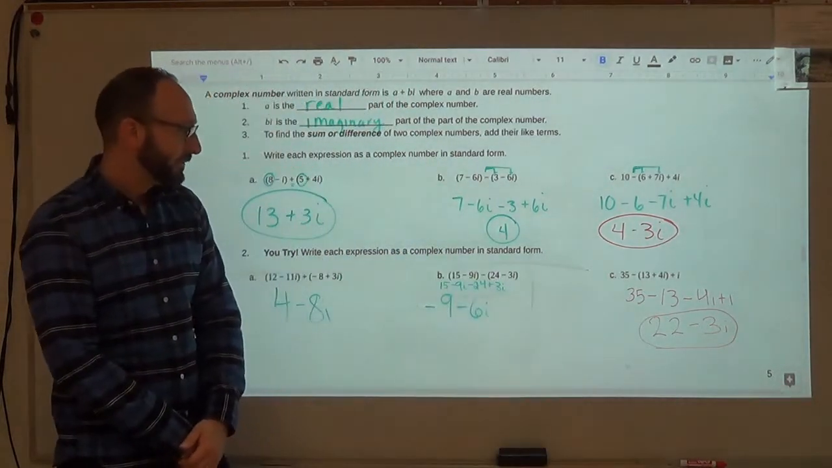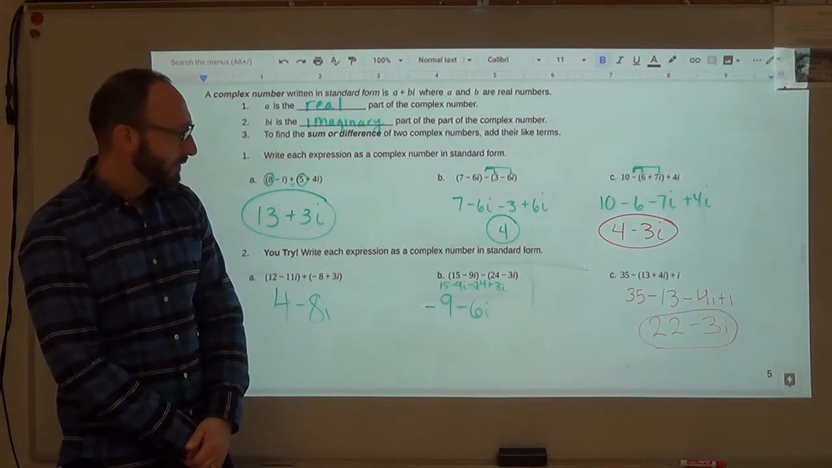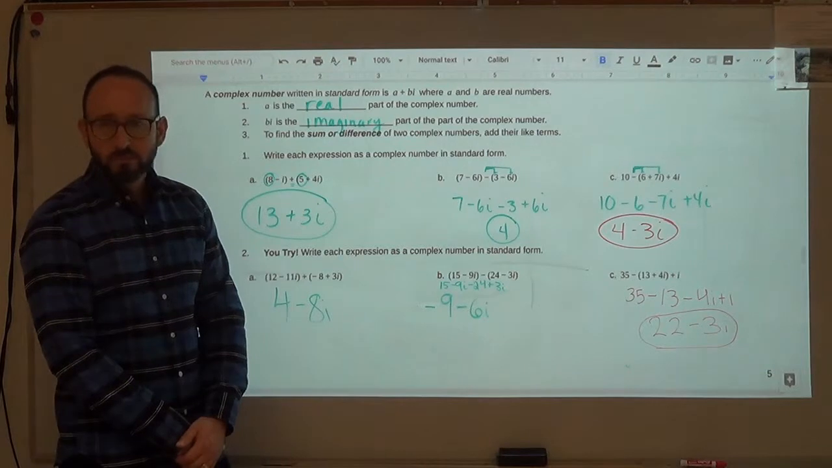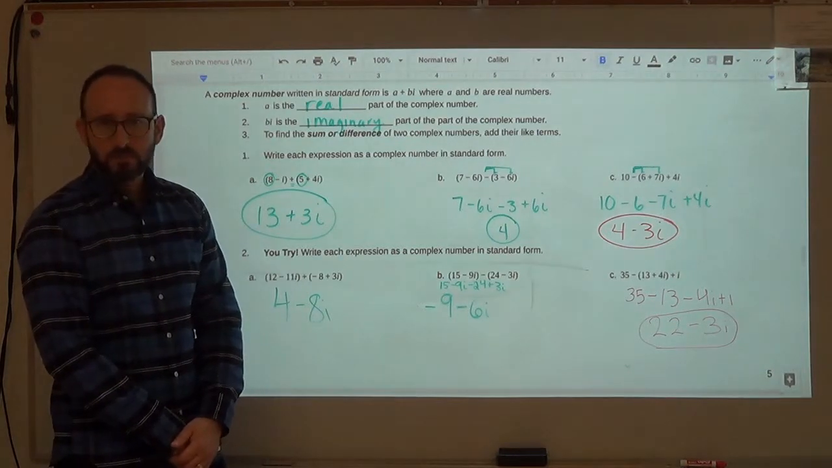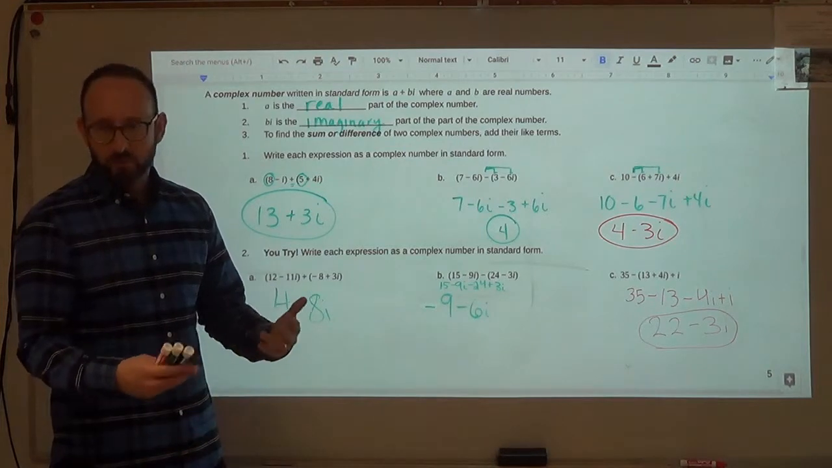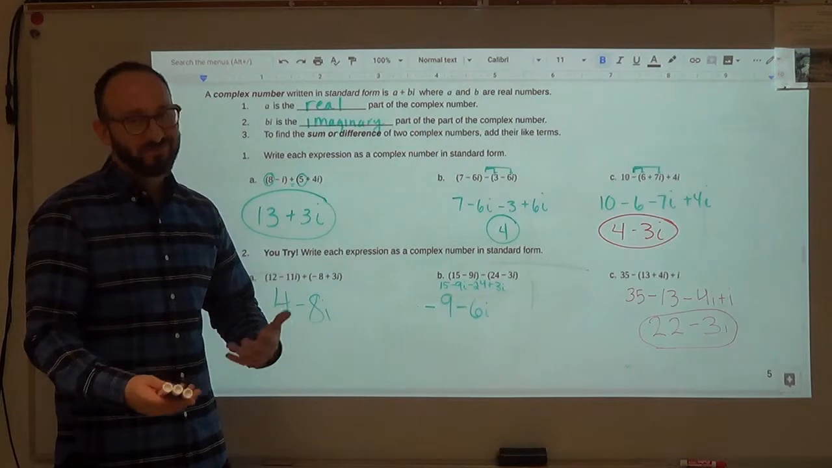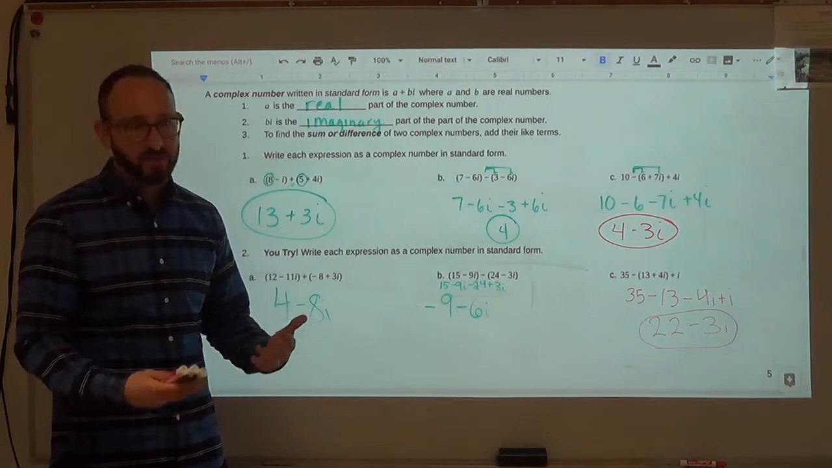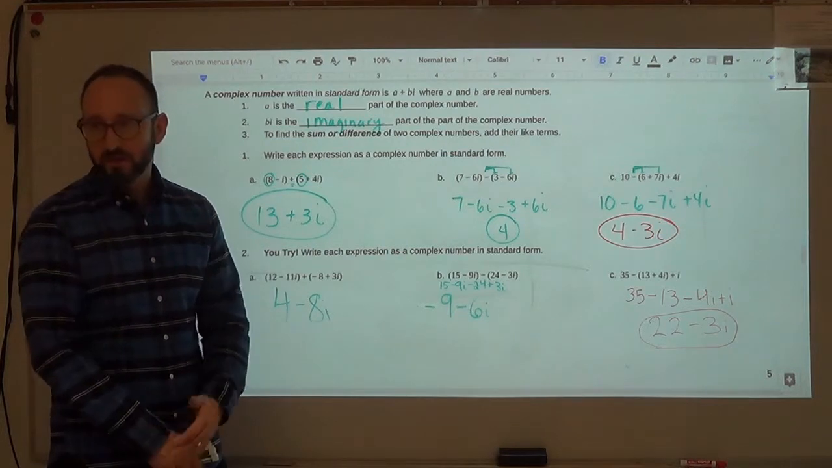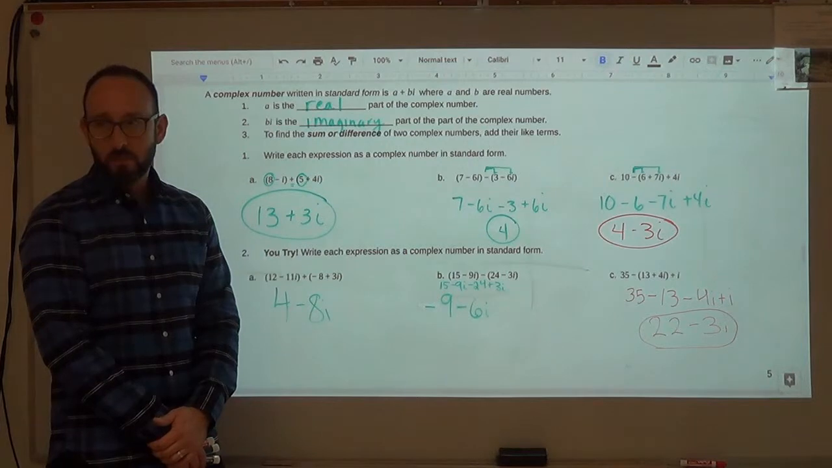Last one? I distributed the negative sign into the parentheses to get 35 minus 13 minus 4i plus i, which came out to 22 minus 3i. What do we think? So again, I think most of you are familiar with adding and subtracting polynomials. You feel pretty confident with that. This is a similar skill, a little bit different obviously because you have imaginary units involved, but pretty much the same idea. Any questions before we move on?